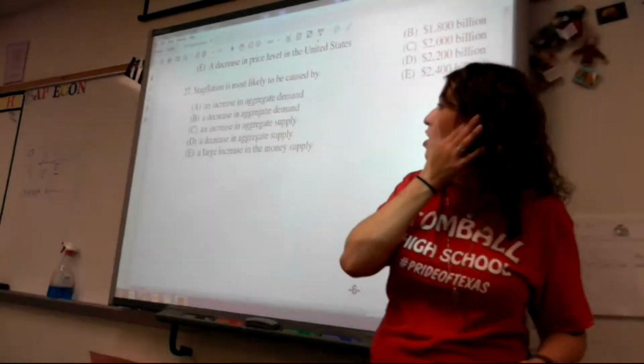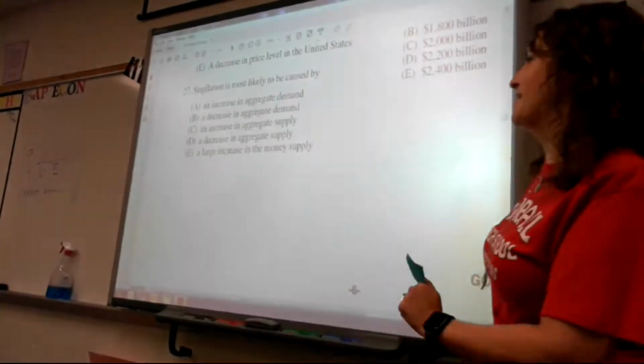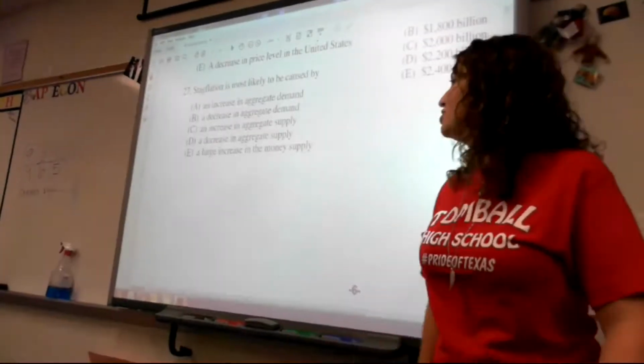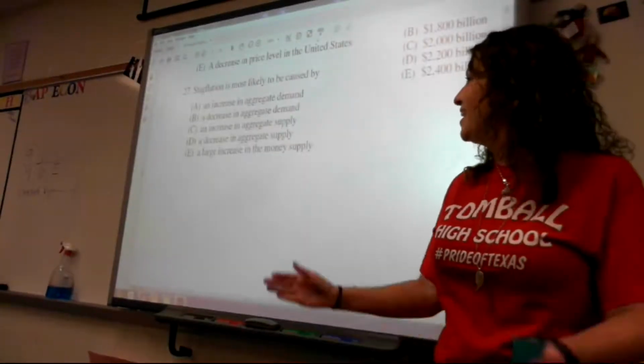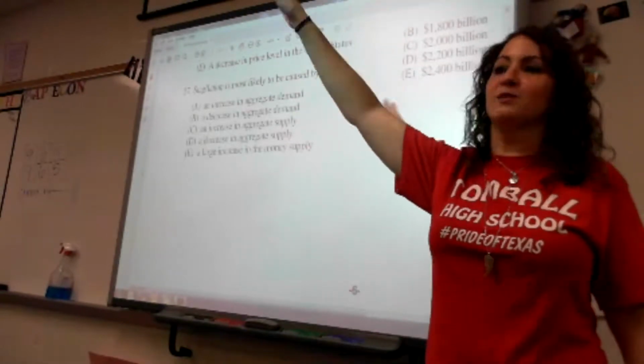Stagflation is most likely caused by an increase in aggregate demand, a decrease in aggregate demand, an increase in aggregate supply, a decrease in aggregate supply, or a large increase in the money supply. Yes, a decrease in aggregate supply, also called cost push inflation.